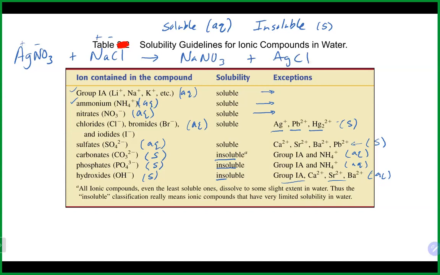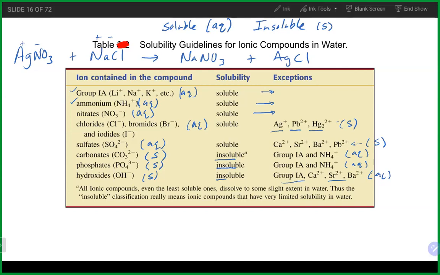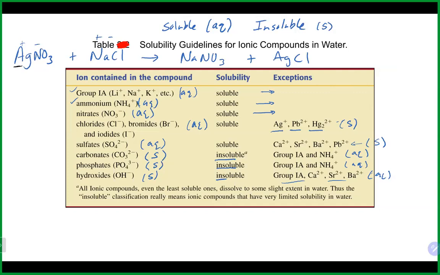Based on these rules, we can determine what state each of these is. We'll start here. Although we may not see silver on the left-hand side, we do see nitrate. And we know that nitrate is soluble in everything. There are no exceptions. So this should be a solution and should have the aqueous symbol next to it. If we look at sodium, sodium is group 1, which is the very first rule here. Group 1 is soluble, and there are no exceptions. That means, frankly, you don't need to go any further. You know that this is going to be aqueous.